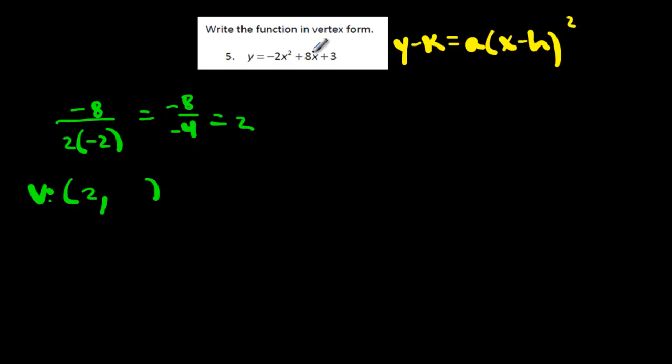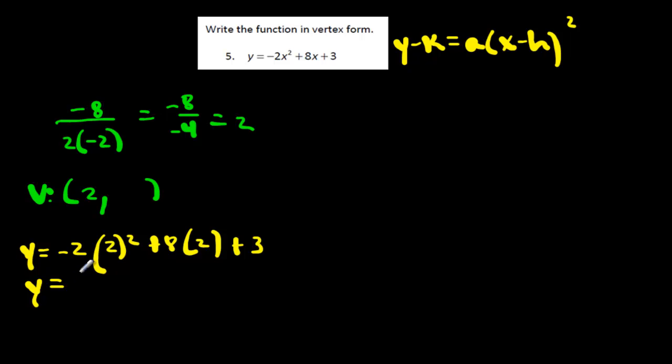Let's plug 2 in up in here to find out what it equals. So y equals negative 2 times 2 squared plus 8 times 2 plus 3. 2 squared is 4. 4 times negative 2 is negative 8. 8 times 2 is 16 plus 3.